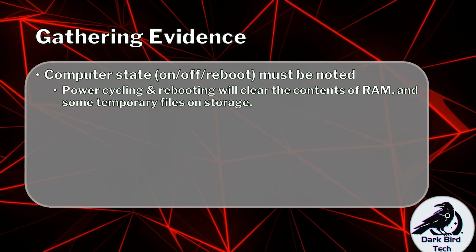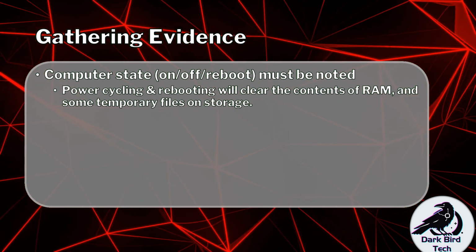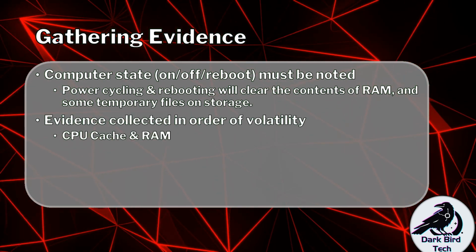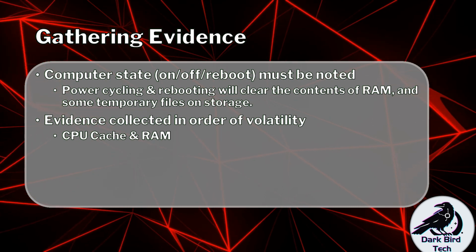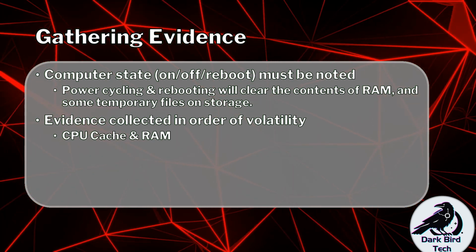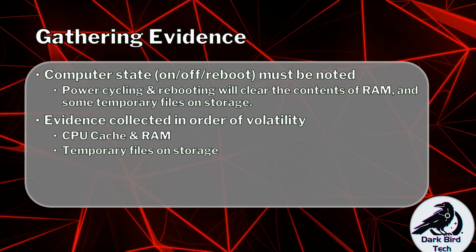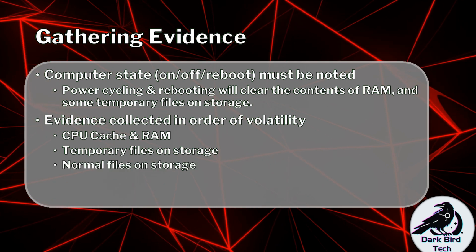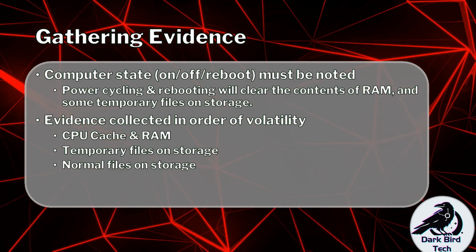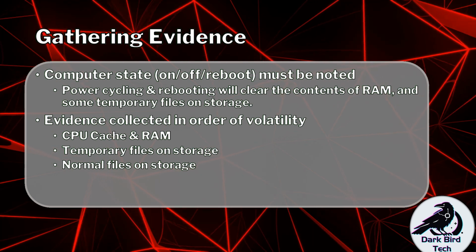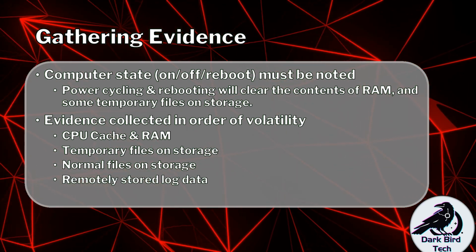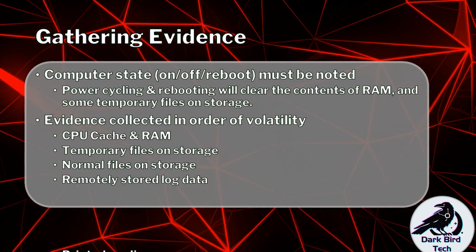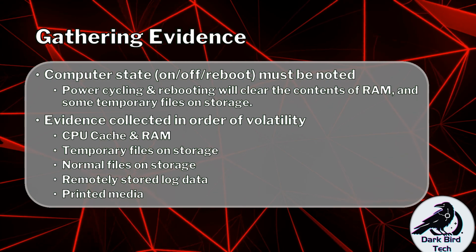The next thing is collecting that evidence. Forensic investigators will normally act in order of volatility, which means they're going to go for things like cache memory on the CPU and RAM first, because those two are the most likely to be lost without power. And then they'll go for the temporary files on the storage of the machine. After that, they'll want to capture all of the normal files on the drive, which normally involves creating a clone of the drive. And then they'll look for anything remotely stored, like log data that might have been forwarded to a central logging server or a SIEM solution. And then physical stuff like printed media would be checked next.